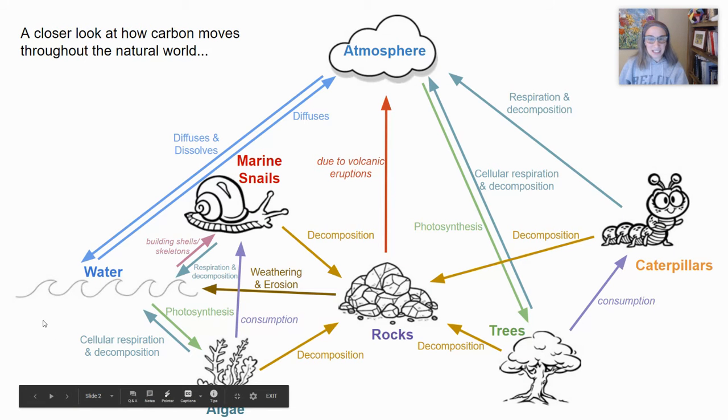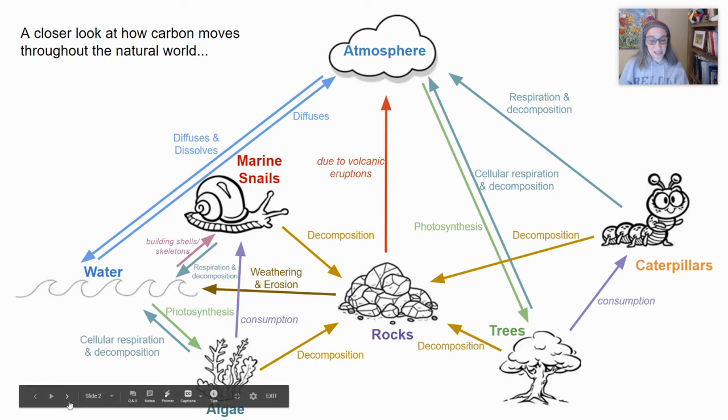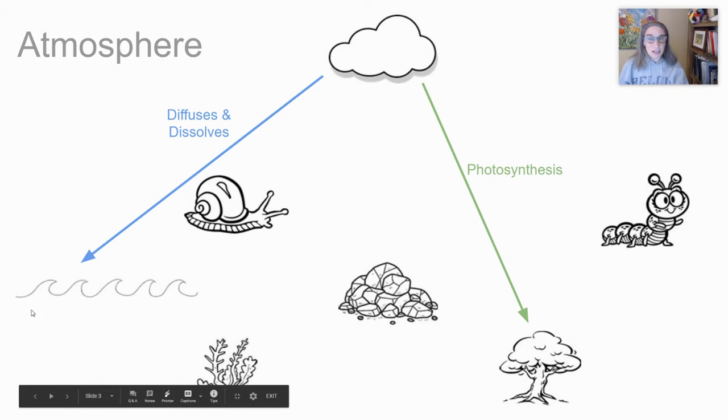So this is what the carbon cycle kind of looks like in all of the little pieces. And you'll see this on the homework as well. It looks a little bit overwhelming though, so I want to walk through it one piece at a time. So first, one of the players in the carbon cycle is the atmosphere.